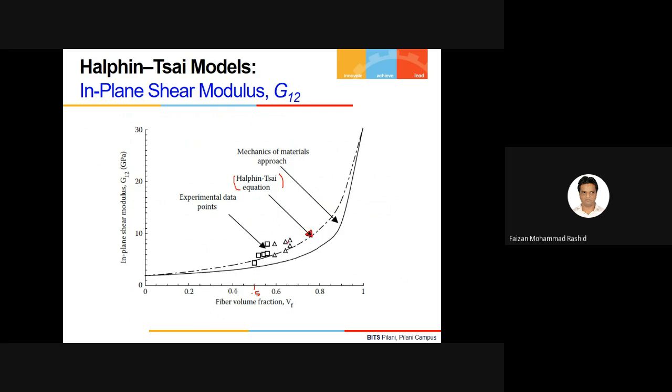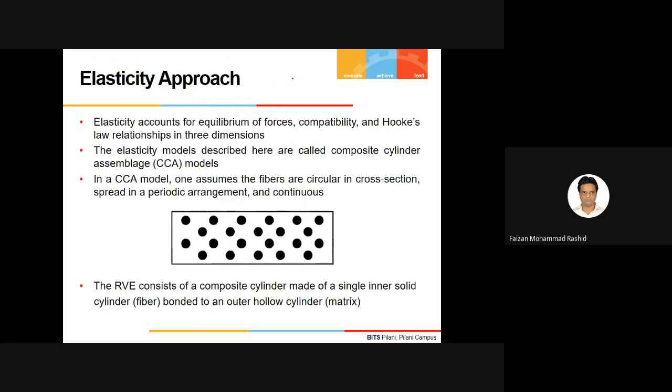But the moment you increase the fiber volume fraction and do the experiments, you will get a large scatter of your experimental data, which is very far away from the Halpin-Tsai prediction. That data is not available, but just for illustration I'm putting the experimental data far away from my Halpin-Tsai prediction, for the in-plane shear modulus. So what did they do in that case?